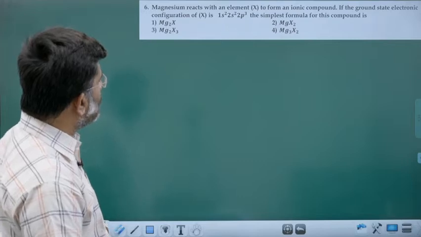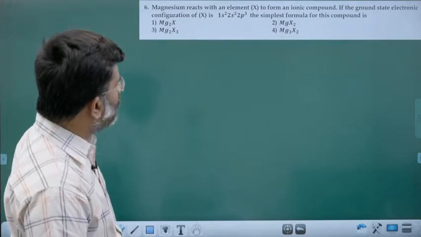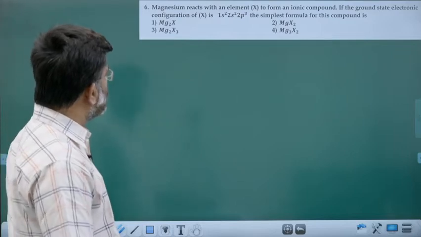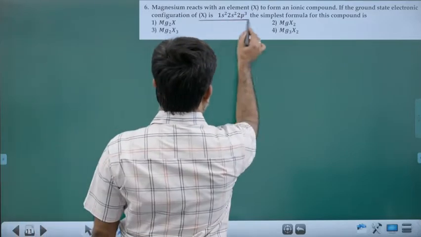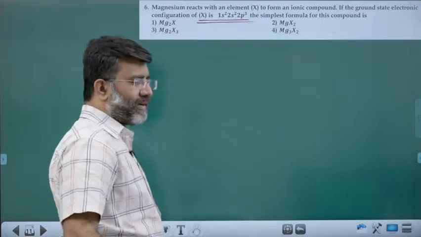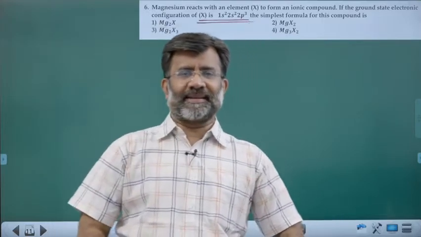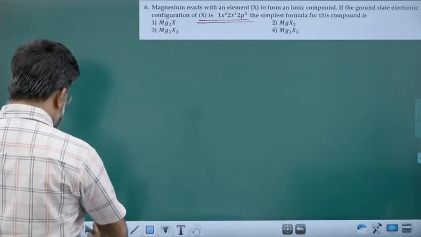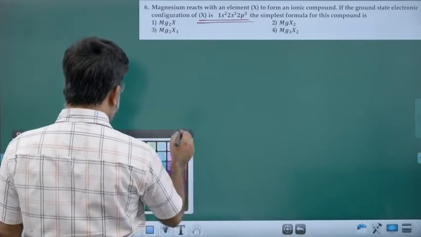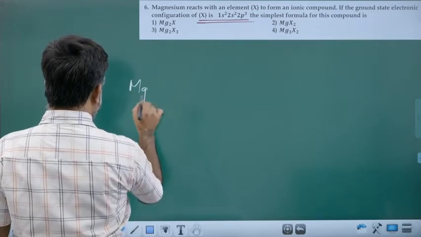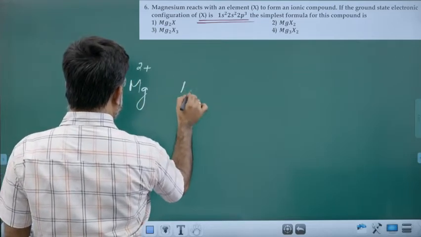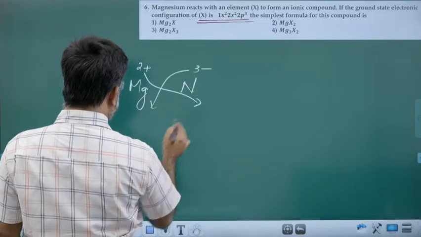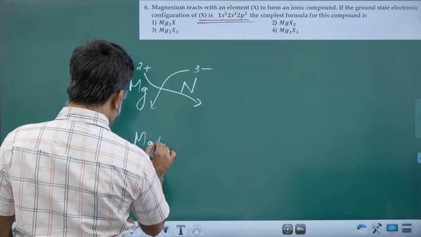Magnesium reacts with X to form an ionic compound. If the ground state electronic configuration of X is given, it's very simple to understand X is nitrogen. So what will be the ionic compound formed between magnesium and nitrogen? No doubt, magnesium is divalent, 2 plus, and nitrogen is trivalent, 3 minus. No doubt about it, it's magnesium nitride.